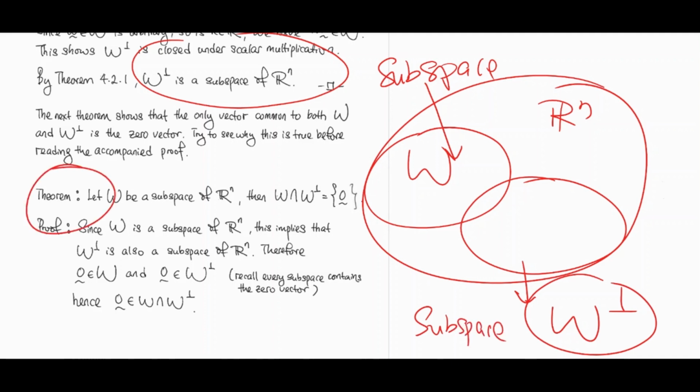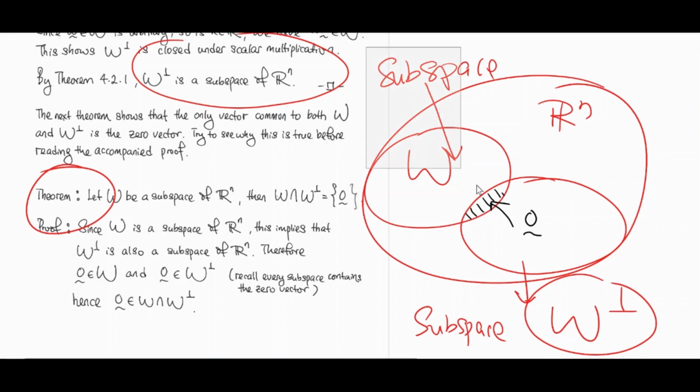And what this theorem is trying to tell you is that if they ever intersect, this intersection here between W and W perp contains exactly one element, and that element is the zero vector. That's the only element that is common to W and W perp. So how do we prove that?